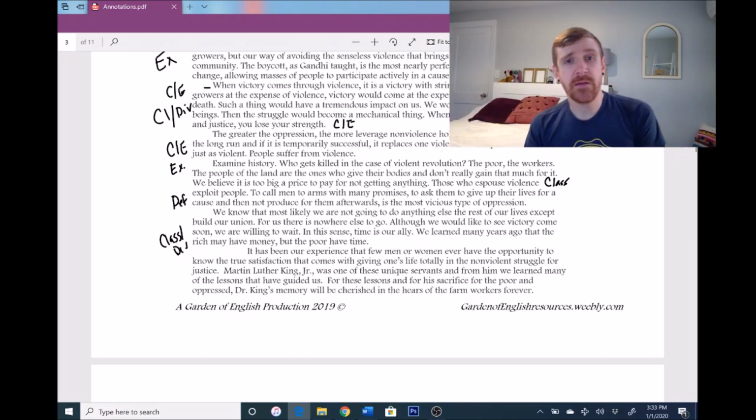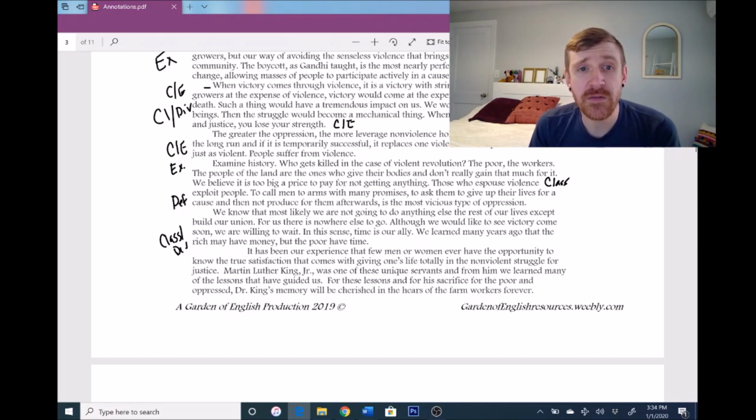And we'll finish up here. It says, it has been our experience that few men or women have ever had the opportunity to know the true satisfaction that comes with giving one's life totally in the nonviolent struggle for justice. Martin Luther King Jr. was one of those unique servants, and from him we learned many of the lessons that guided us. For these lessons and for the sacrifice for the poor and oppressed, Dr. Martin Luther King's memory will be cherished in, it should say hearts, not hears, hearts of the farm workers forever.